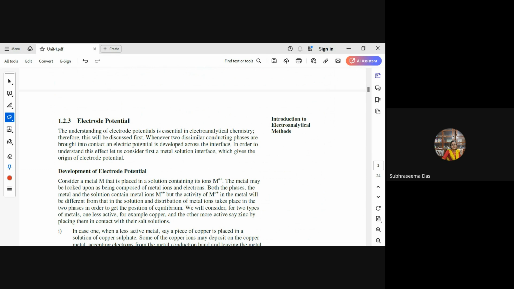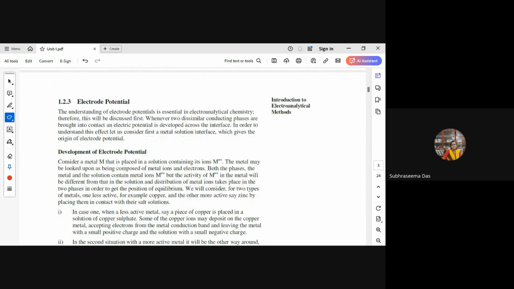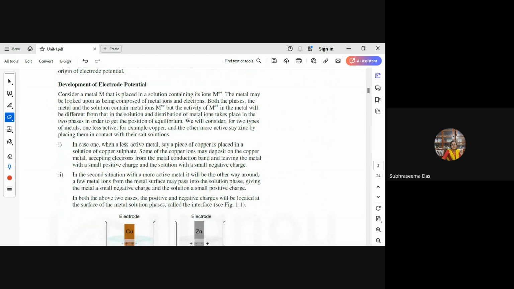However, when a metal M is placed in its salt solution, which contains its ion M n plus, the metal M and its ions M n plus are in equilibrium with each other in the solution. Here, two types of scenarios occur. We will consider two types of metal, a less reactive metal such as copper and a more reactive metal like zinc, and we will see what happens when we put them in their salt solutions.